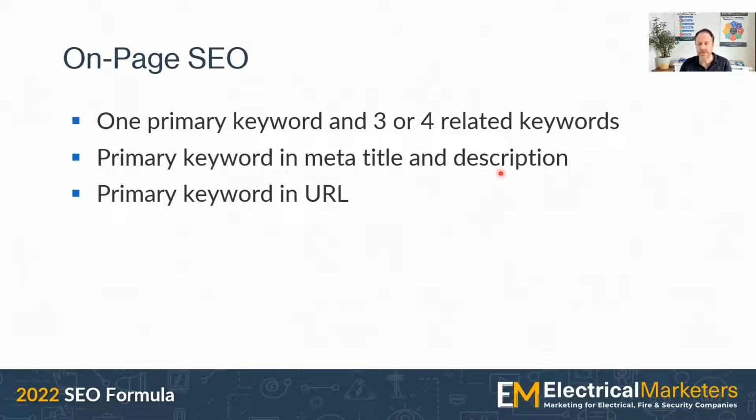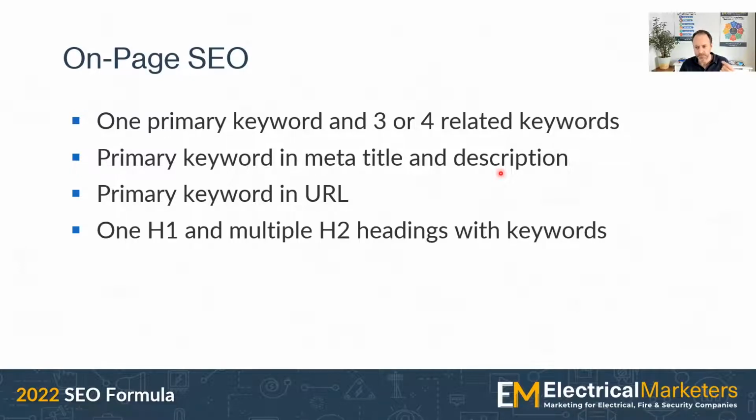The keyword we also want in the URL. So it's website.com/CCTV-install. We want the URL to have the keyword as well, because it's an important indicator to Google that this page is about this particular keyword.